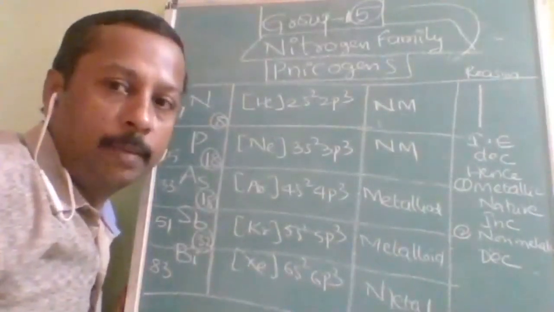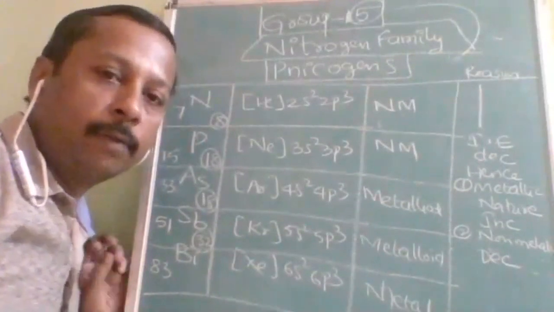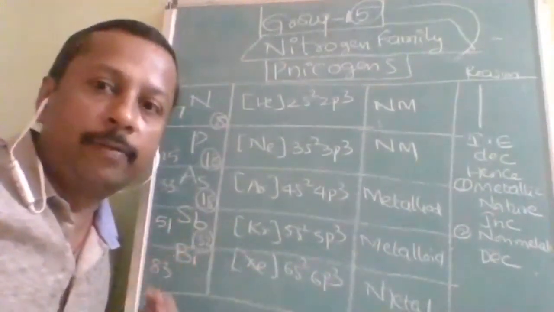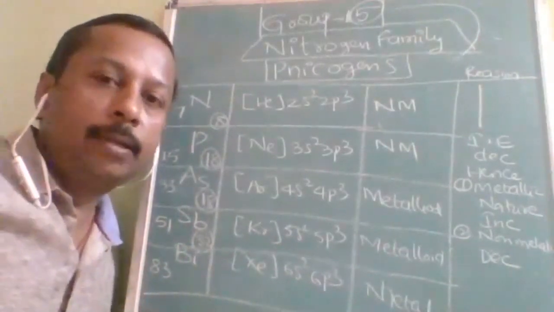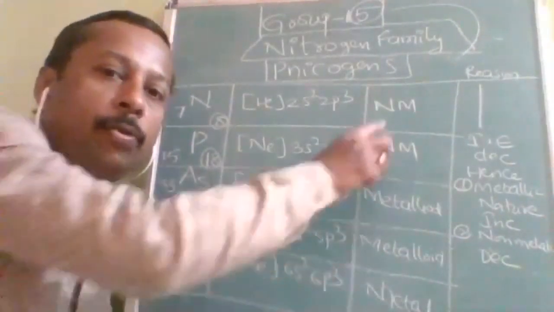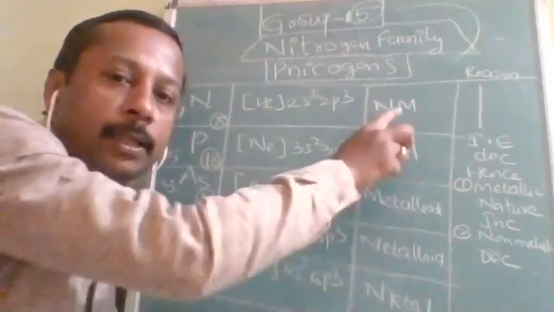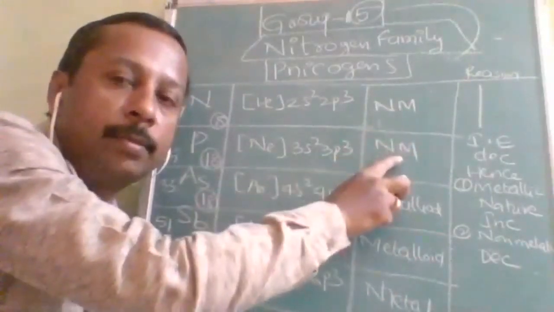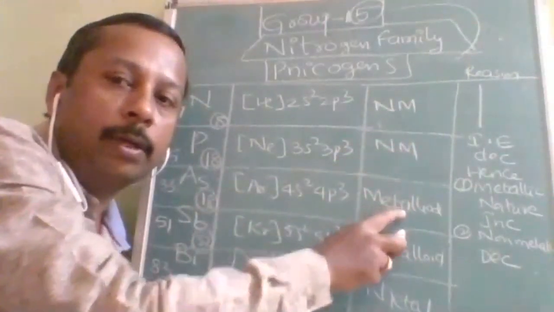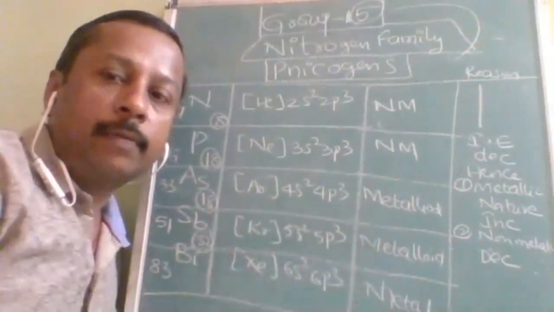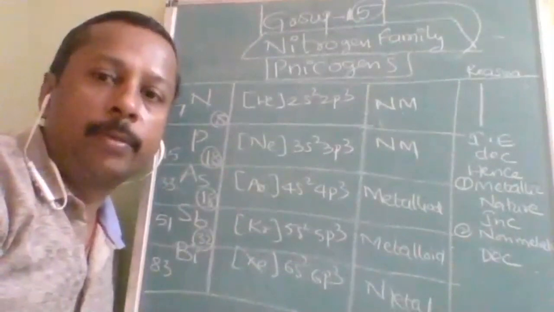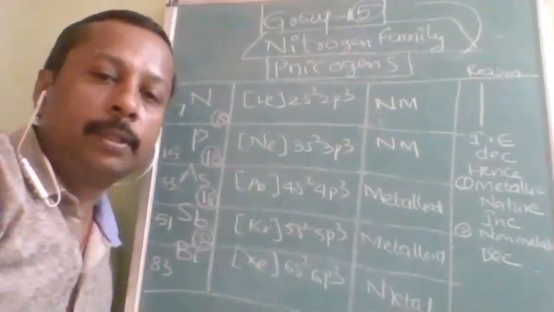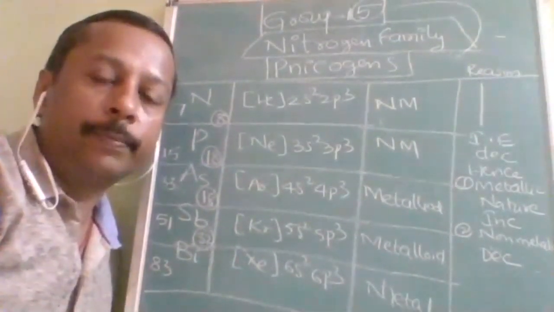And for integer type, remember: number of non-metals 2, number of metalloids 2, number of metals only 1. Metallic property increases down the group. So it goes from more non-metallic, to less non-metallic, to metalloid, and then a complete metal. Bismuth is called a typical metal.